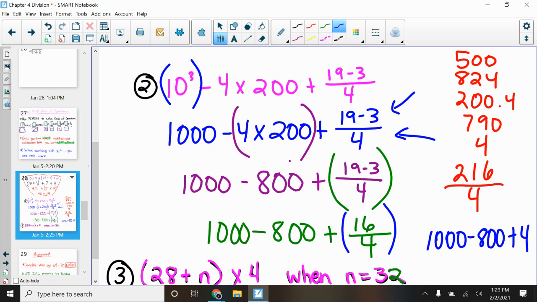What am I going to do next? You're going to do 1,000 minus 800. Why? Because you work left to right. Excellent. Now I'm in the addition and subtraction section, and I got to do what's on the left. What's 1,000 minus 800? 200. Bring down the little bitty stuff that's left, which is plus 4. What's 200 plus 4? 204.